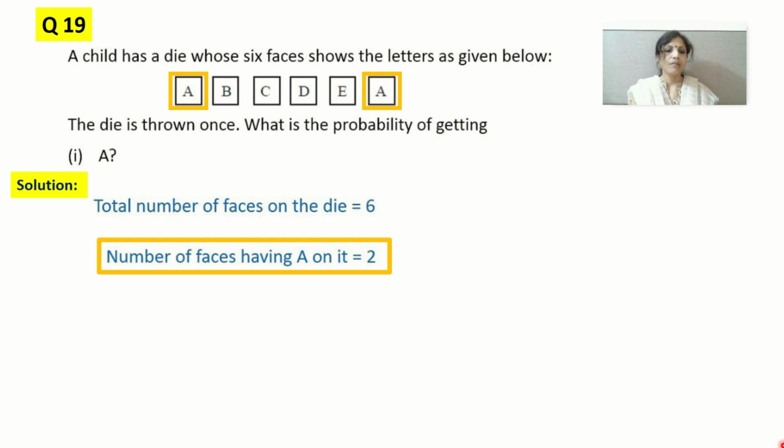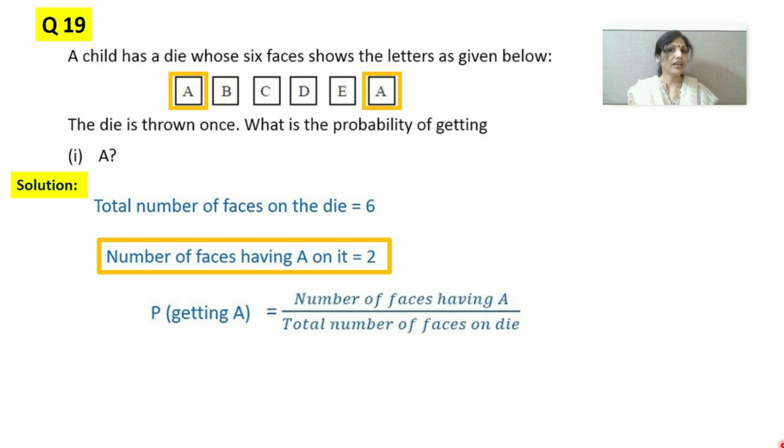And so probability of getting A is equal to number of faces having letter A upon total number of faces on the die. And we have calculated that number of faces having A is equal to 2. So you will write 2 upon 6. You can reduce it to lower terms and it is 1 by 3. So probability of getting A is 1 upon 3.